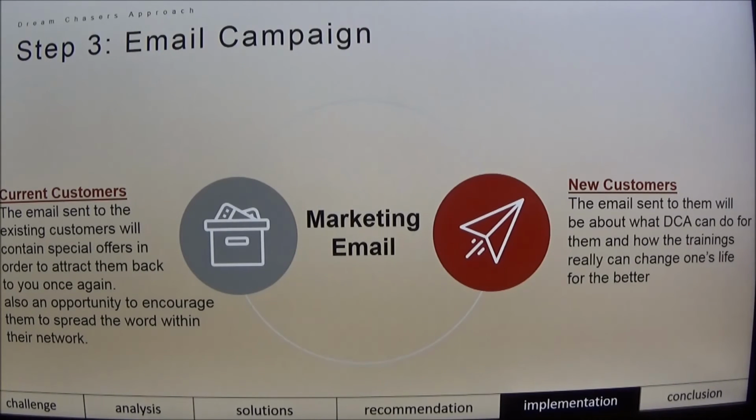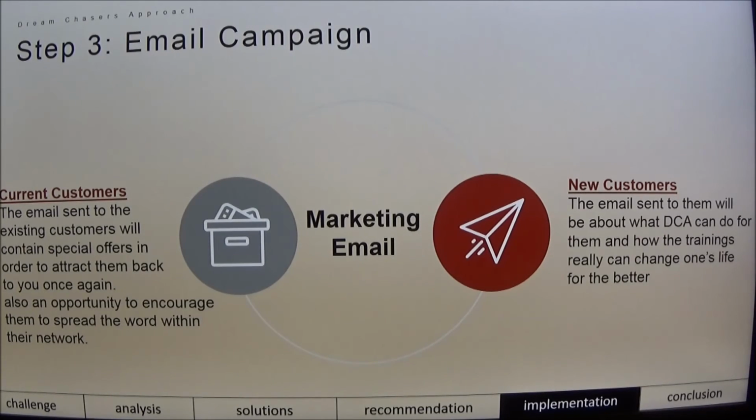So for the current customer, you want to focus on giving them special offers to guide them back to you once again and encourage them, as they already use your training, to spread the word within their network. So tell it to friends, family, and they can get a discount, for example. For the new customers, this is not working. So you need to really stress how the trainings can change their life for the better.